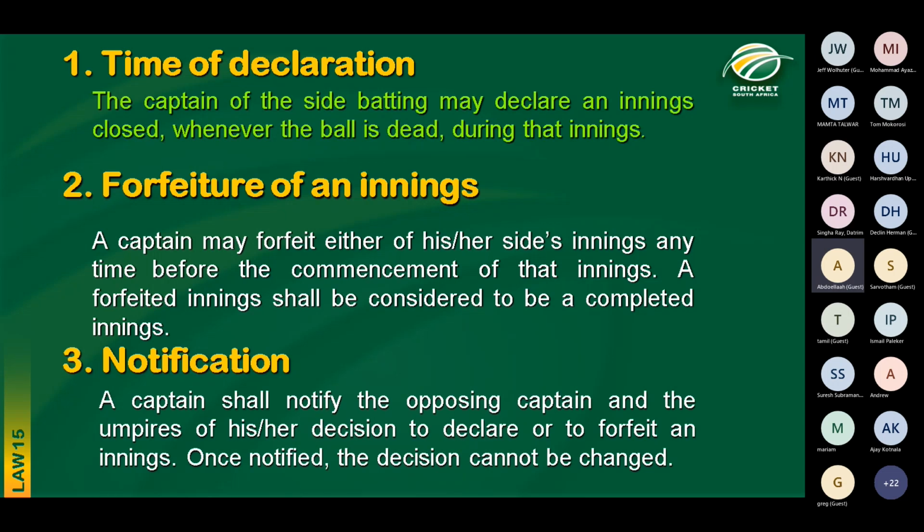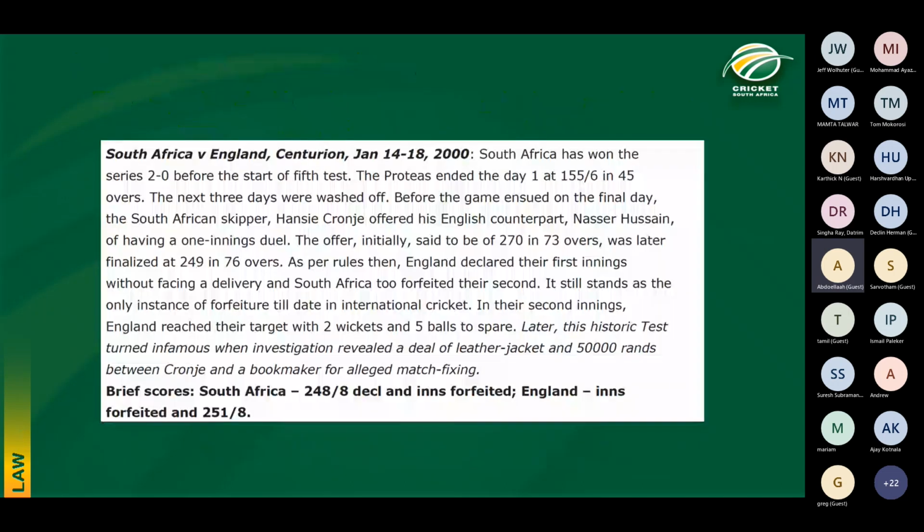And once a captain decides to declare or to forfeit an innings, that captain needs to notify the opposing captain and the umpires, and once notified, that decision cannot be changed. An example of where there was a forfeited innings in a test match: it happened in South Africa versus England in the year 2000. Play took place on day 1, and the Proteas, South Africa, were 155 for 6 on day 1. Due to inclement weather, there was no play on days 2, 3, or 4. Play could only start on day 5.